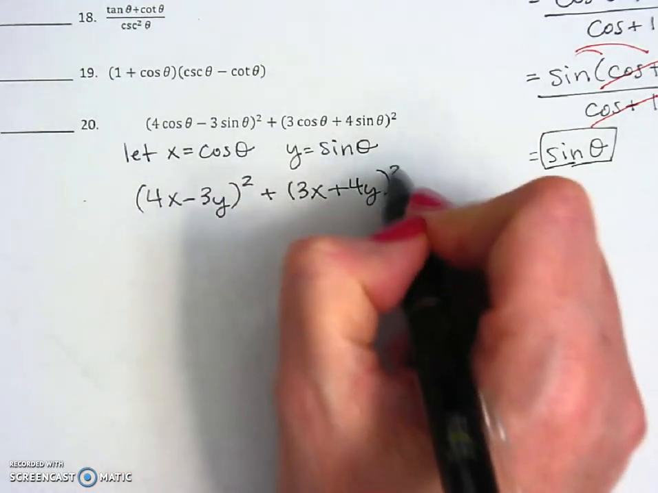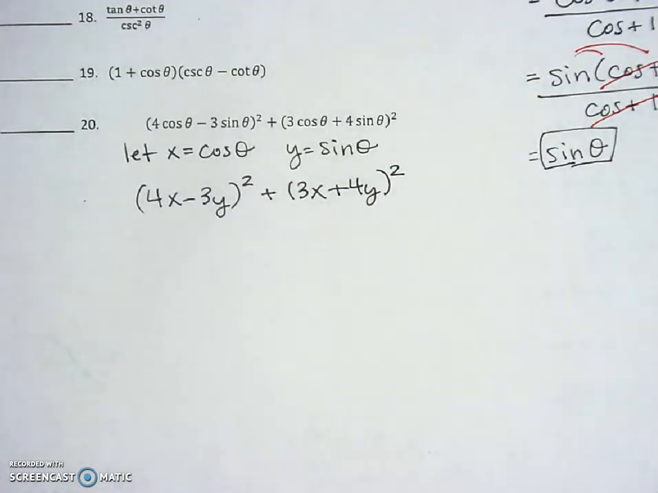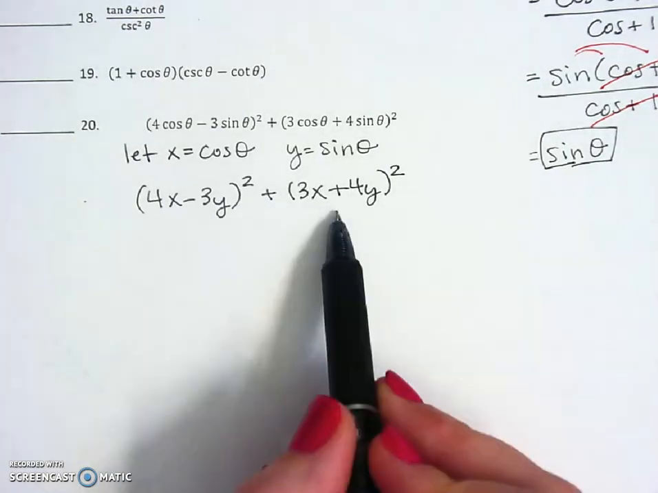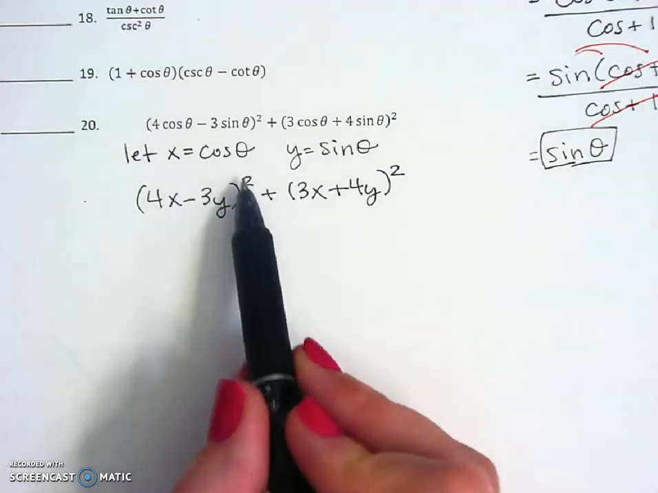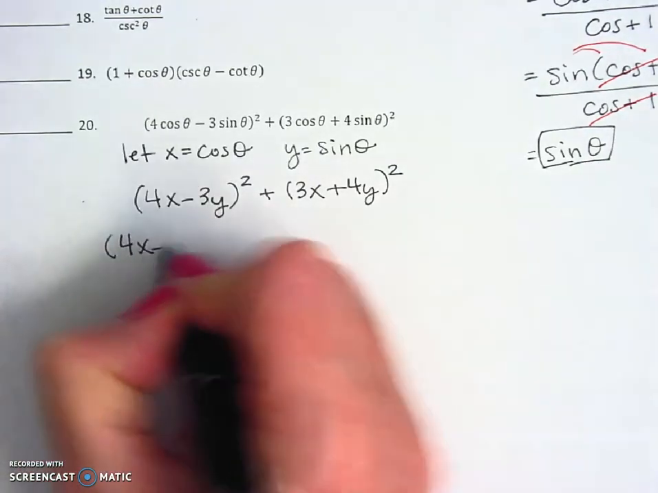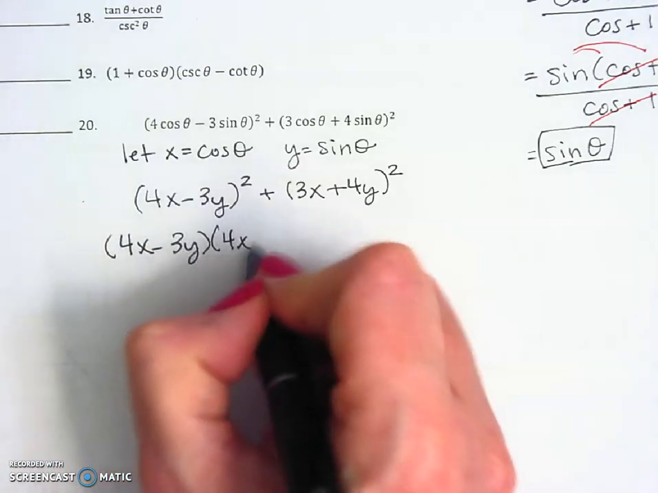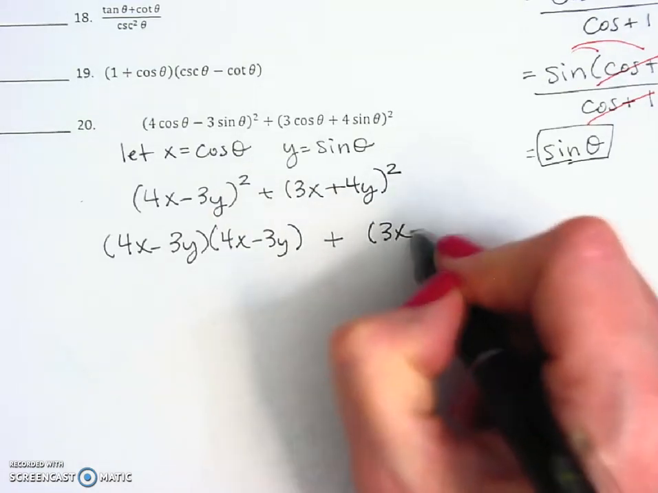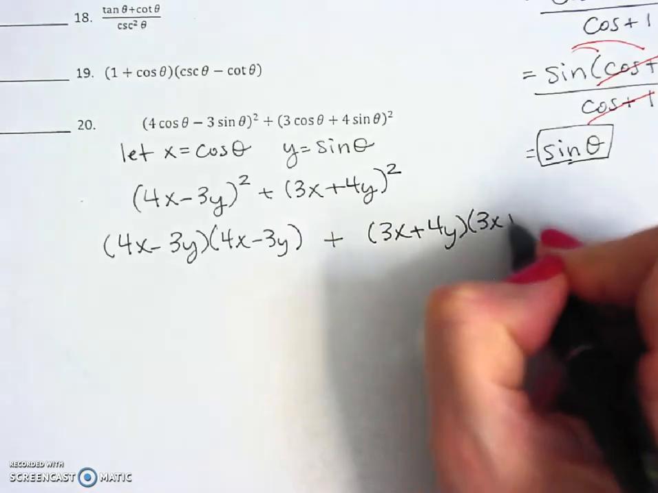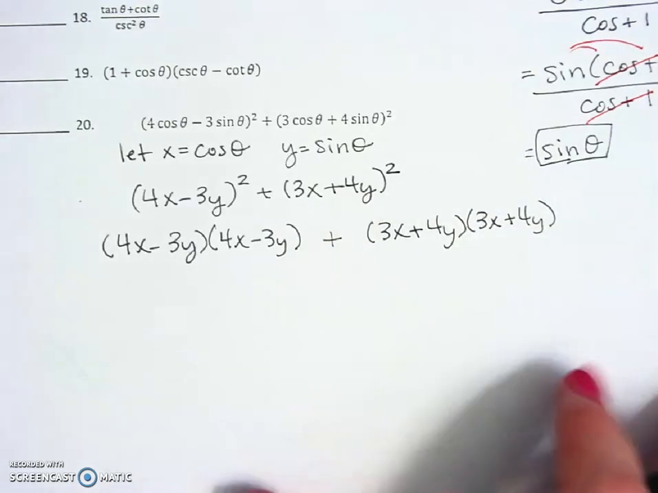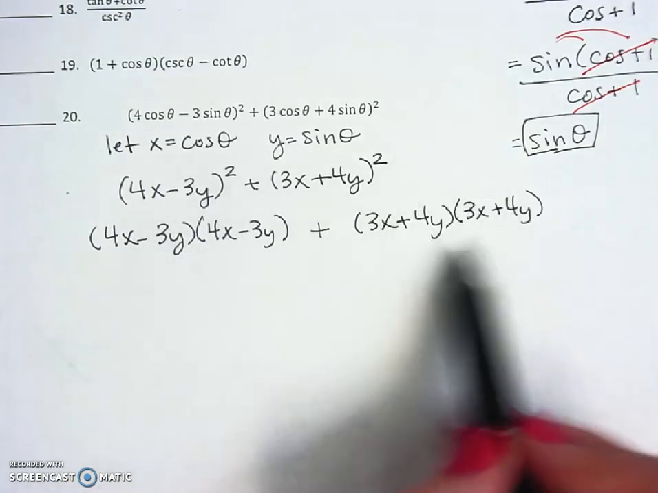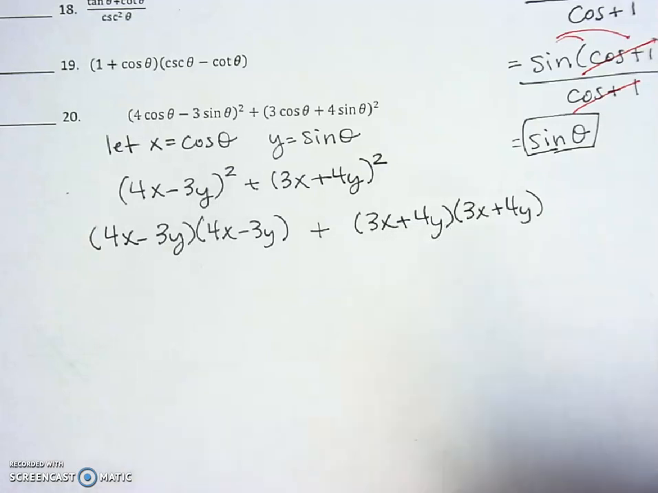until I get myself to a point where I can't do any more math with the x and y, and then I'll put cosine and sine back in. So now it kind of makes it easier to see what I can do here. 4x minus 3y quantity squared means 4x minus 3y times itself. Then plus this quantity squared, which means 3x plus 4y times itself. And I want you to pause the video, and I want you to FOIL these two, and then combine your like terms, and then we'll catch back up from there.